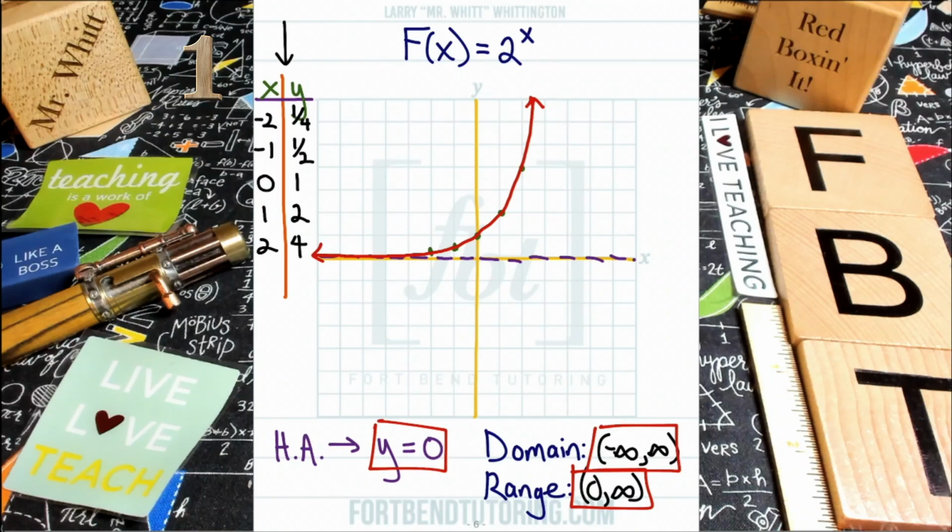What is the domain? What is the range? And obviously, what is the graph of the exponential function? So here you go, guys. That was example number 1.